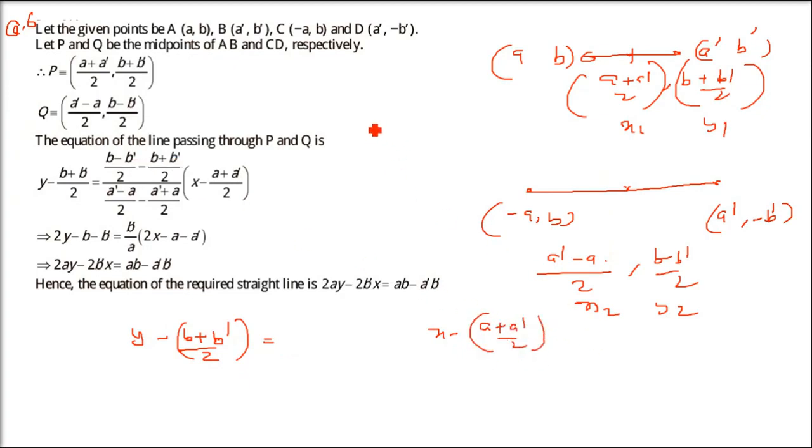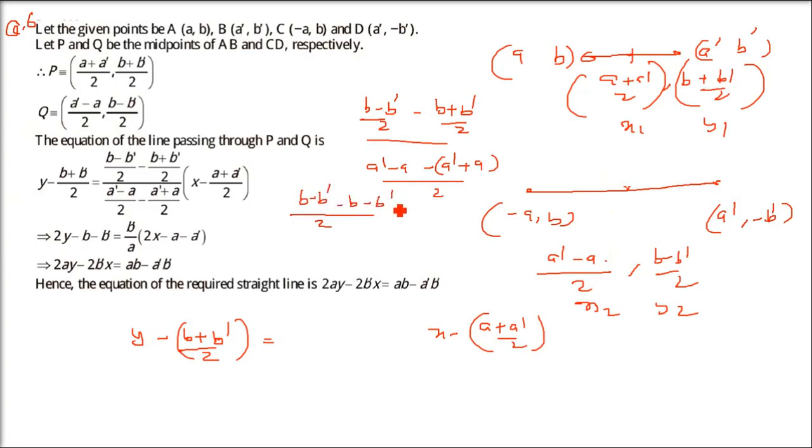And here, let me do it here. B minus b dash by 2 minus b plus b dash by 2, and in the denominator you have a dash minus a dash plus a, both divided by 2. Now we have 2, so let us take 2 as the LCM. So this will be b minus b dash minus b dash. So this b gets cancelled, you have minus 2b dash.